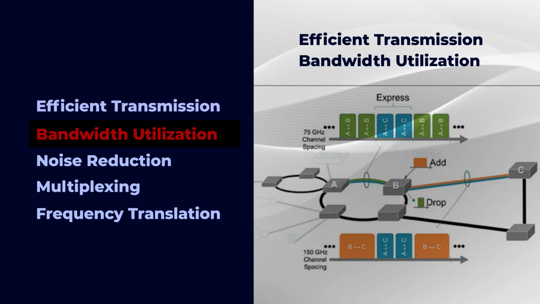Secondly, bandwidth utilization is another important factor. Different modulation techniques allow us to make better use of available bandwidth. This is crucial for accommodating multiple signals within a limited frequency spectrum, especially in crowded communication channels, as I already told, like radio and television broadcast.